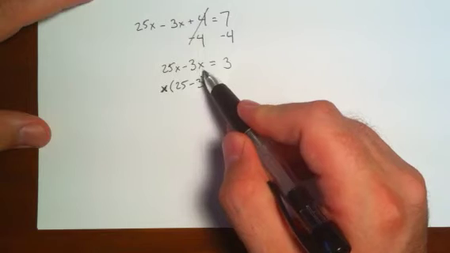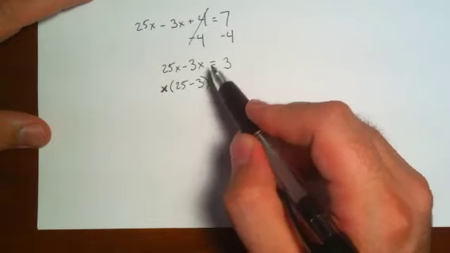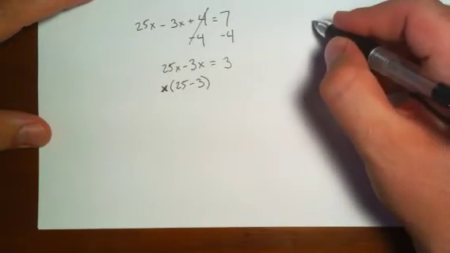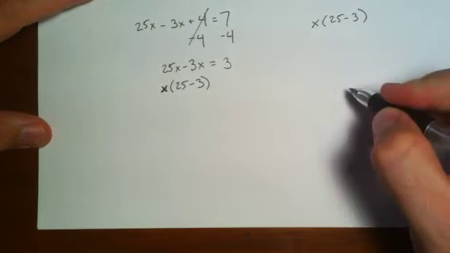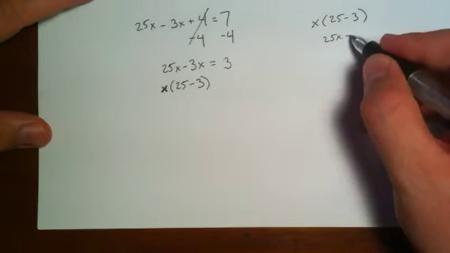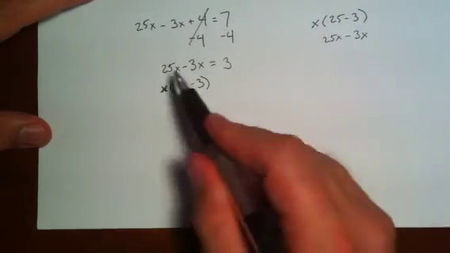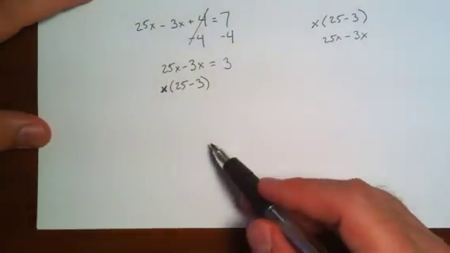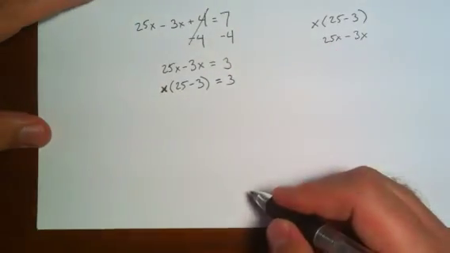So when you have an x in both terms, you can take the x out and leave what's there in parentheses. And to check that this works, you can always just multiply it back out, right? So this would be 25 times x minus 3 times x, because you're multiplying it by both terms. That's exactly what we had up here, so it all checks out. Okay? And that equals 3.